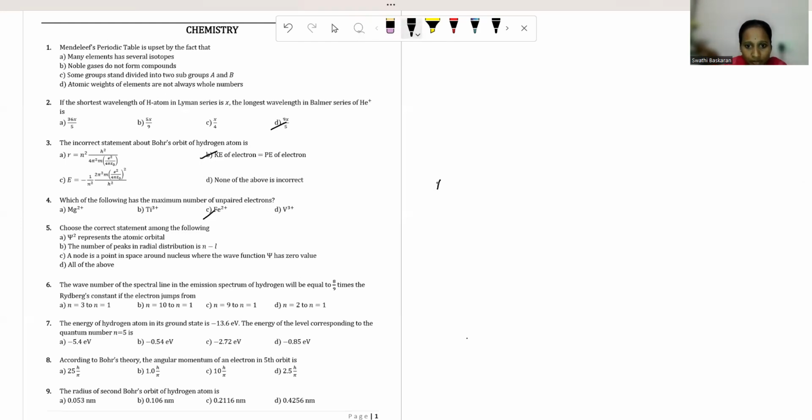We know the atomic number of Mg is 12. When it becomes Mg2 plus, it will have 10 electrons. So it will be accommodated as 1s2, 2s2, 2p6, 10 electrons, which means that it has completely filled orbitals, and hence no unpaired electrons. Now coming to the second case. What is the second case? Titanium 3 plus, which is a transition metal.